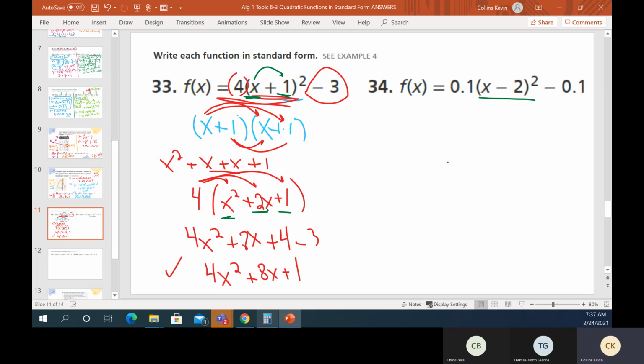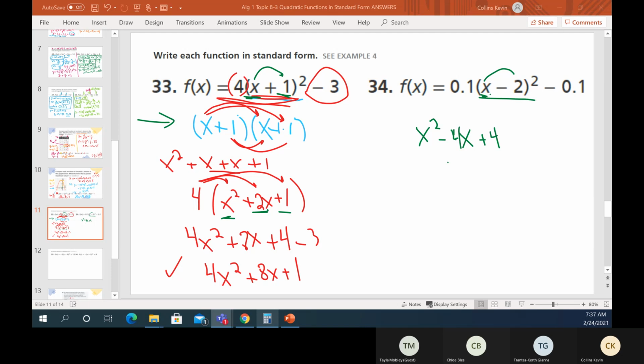This one I'm going to go ahead and do the hack. So I say, all right, I've got x times x, so that's x squared. Negative 2 times negative 2 is a positive 4. And then if you do minus 2 times x, that's minus 2x, double it up, that's minus 4x. So again, if you FOILed that out like we did here, you'll get the same answer. Okay? So we did that. So now we have to multiply by the guy out front.